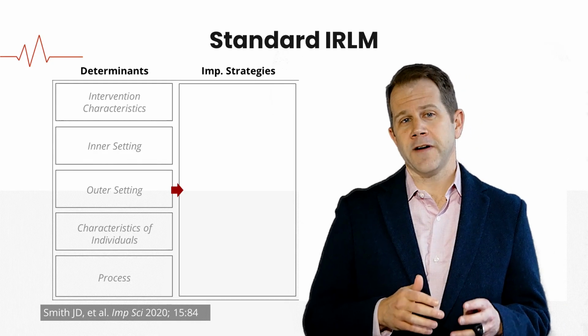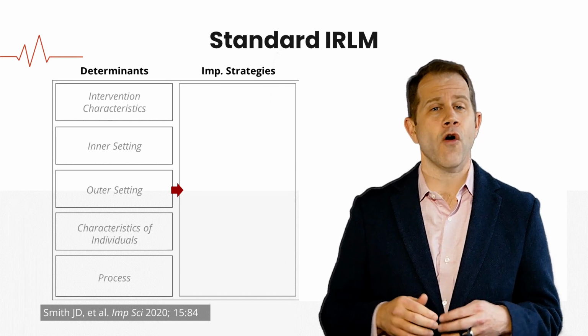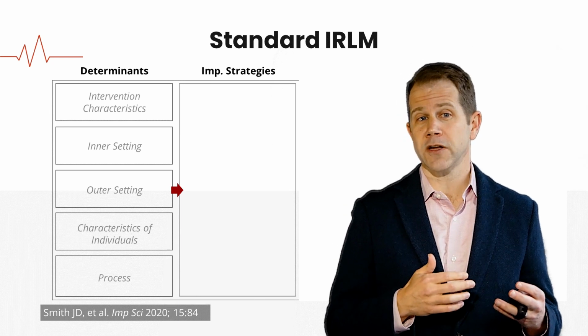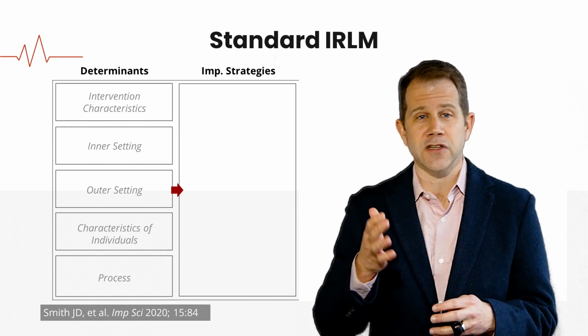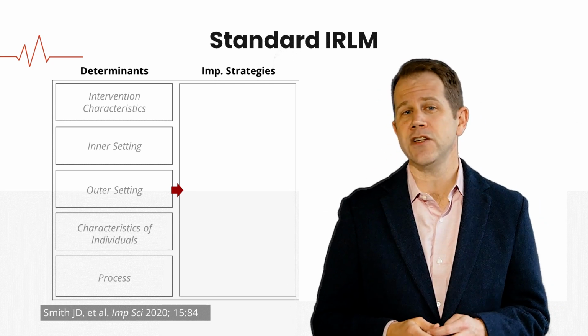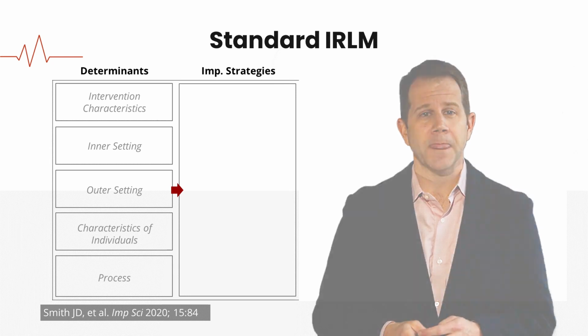Now that you've identified the determinants, you want to think about what are the strategies that can overcome some of the barriers that you might have outlined during these determinants, or what are some of the facilitators that you're able to leverage, or what are some of the contextual factors that you need to account for when implementing these strategies.